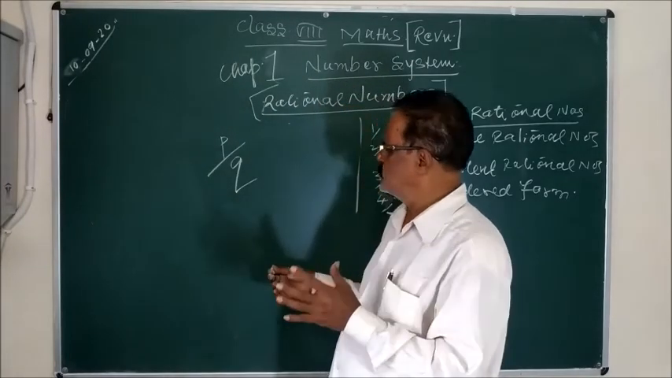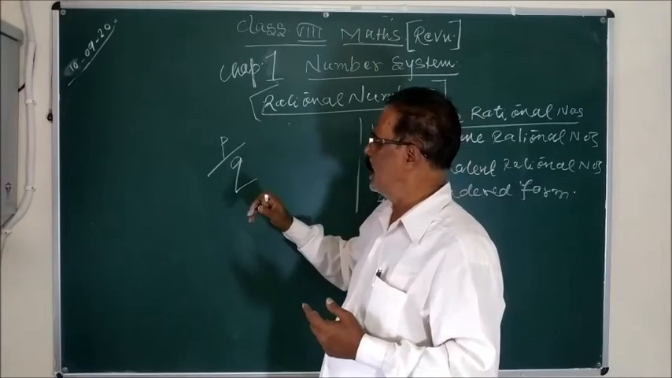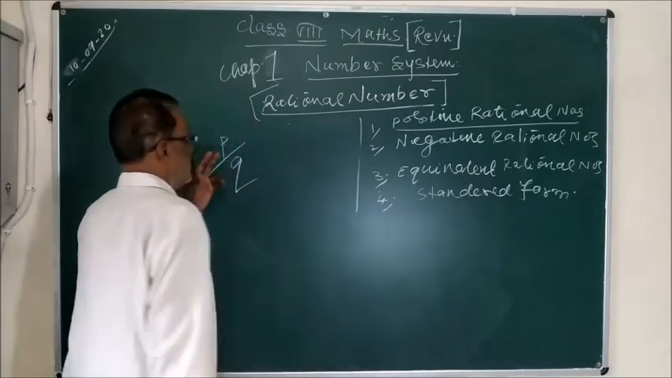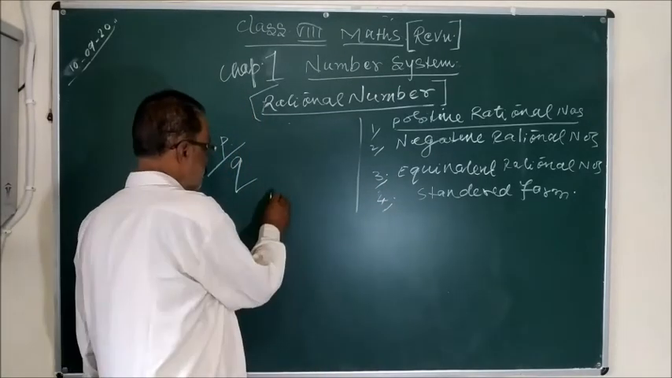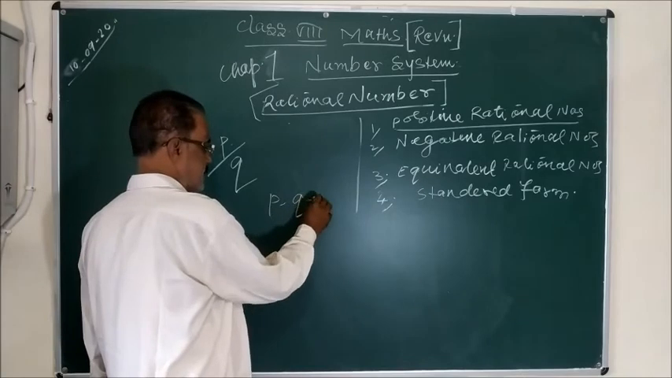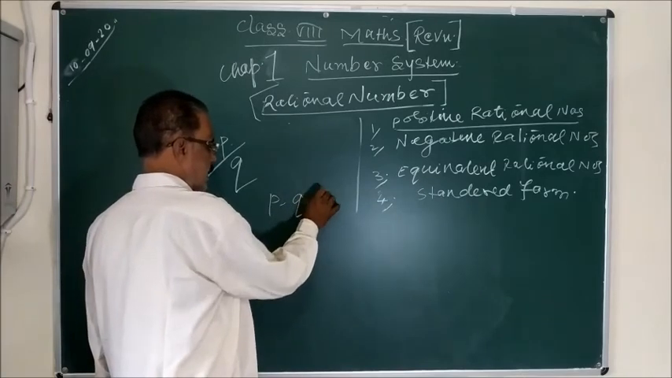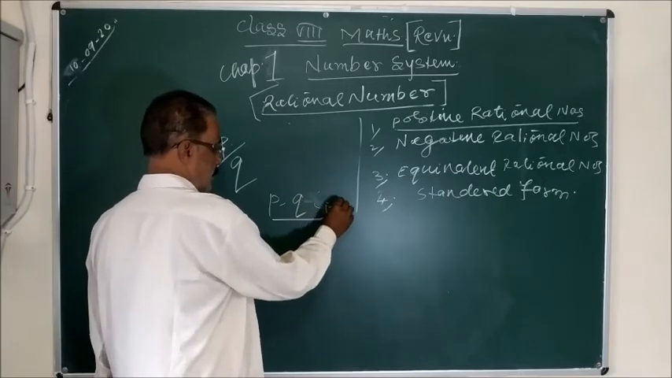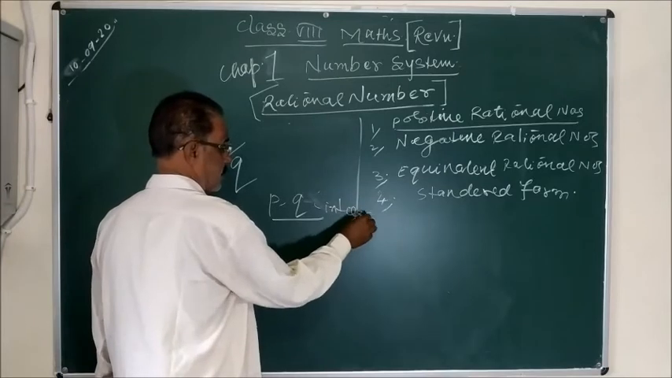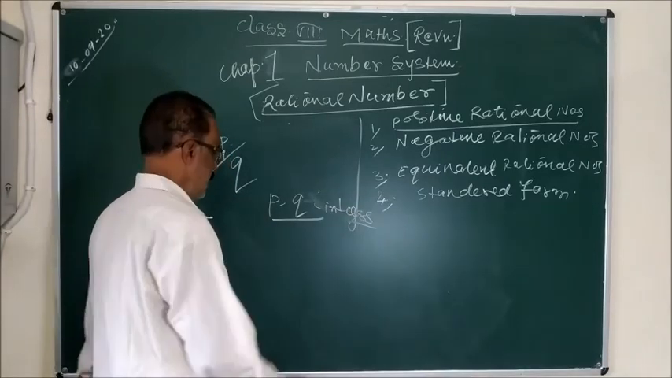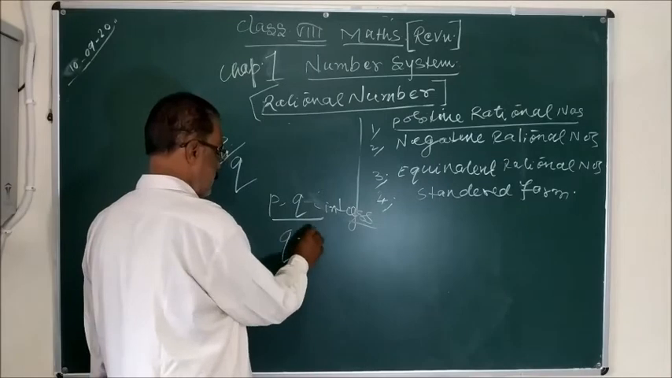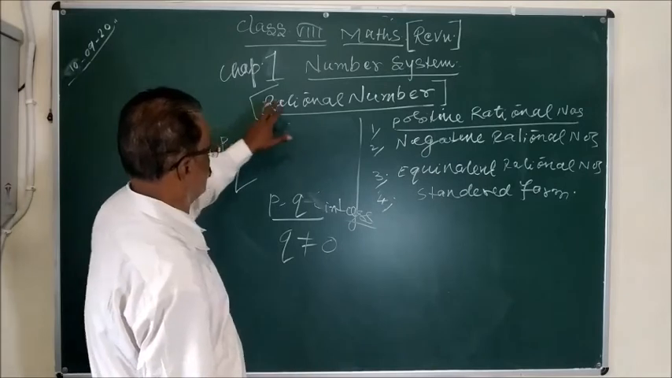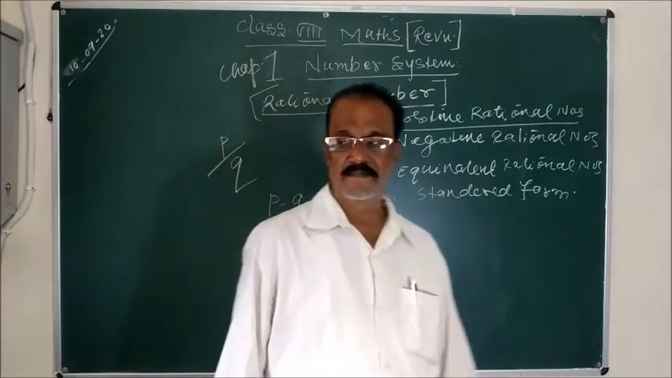तो सपोज हम मान लेते हैं कि एक नंबर if it is written in this form p by q and p and q are integers. देखिए इसका मतलब हुआ कि p and q क्या है, integers. अब ये मालूम होना चाहिए कि integers क्या है, otherwise you cannot understand. And q should not be equal to 0. तो इस नंबर को रेशनल नंबर कहते हैं. क्या मतलब हुआ?